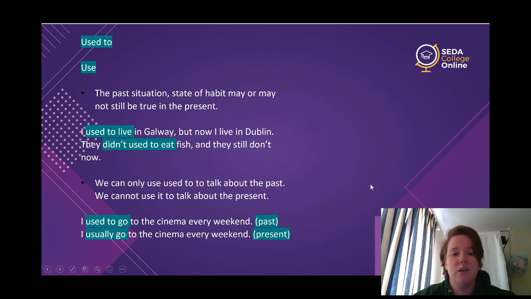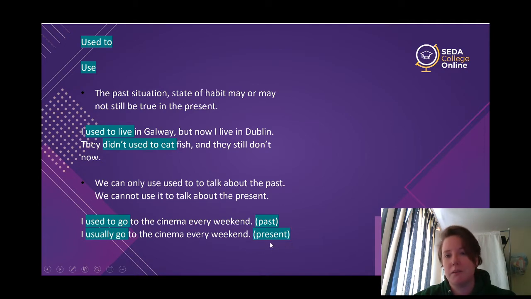Okay, next one. We can only use "used to" to talk about the past. We don't use it for the future. We don't use it for the present. We're only using it to talk about the past. We cannot use it to talk about the present, like I said to you, and you can't use it for the future. Okay, I used to go to the cinema every weekend. I usually go to the cinema every weekend.